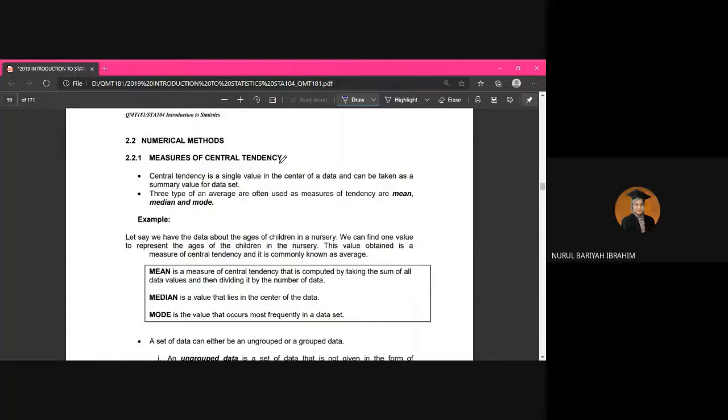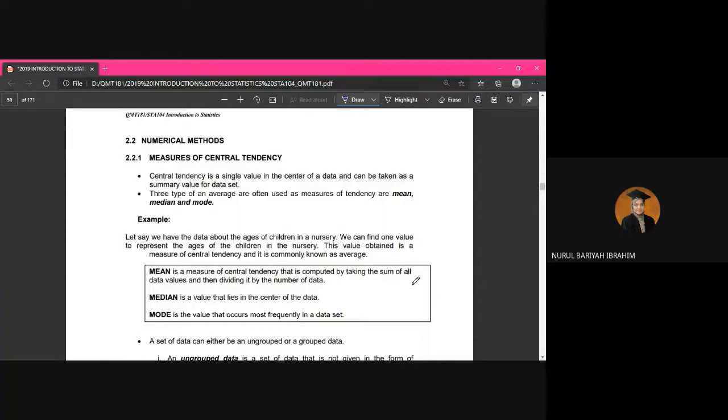Usually the researcher will use the value of mean, right? But actually we can also use the value of median and mode to represent our data. Usually we always use mean only, right? Alright, so for example, let's say we have the data about the ages of children in a nursery. We can find one value to represent the ages of the children in the nursery. So usually we will calculate the mean or average, right? This value obtained is a measure of central tendency and it is commonly known as average.